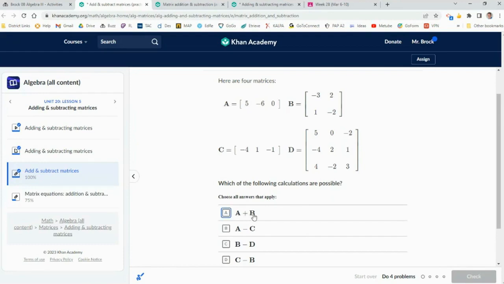Can we add A plus B? Can we subtract C from A? Can we subtract D from B? Can we subtract B from C? So these matrices, which of those is possible? Because we can't just pick any 2.